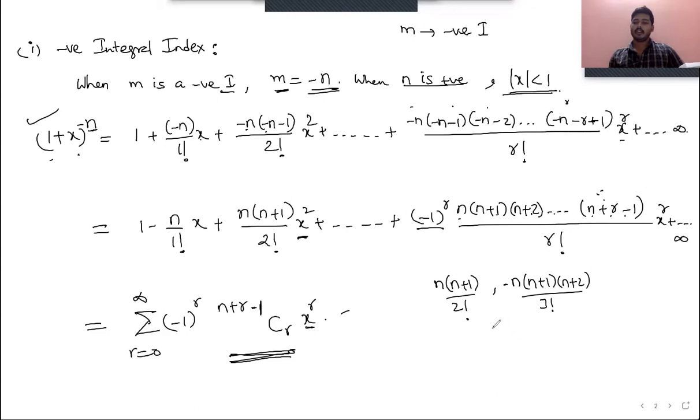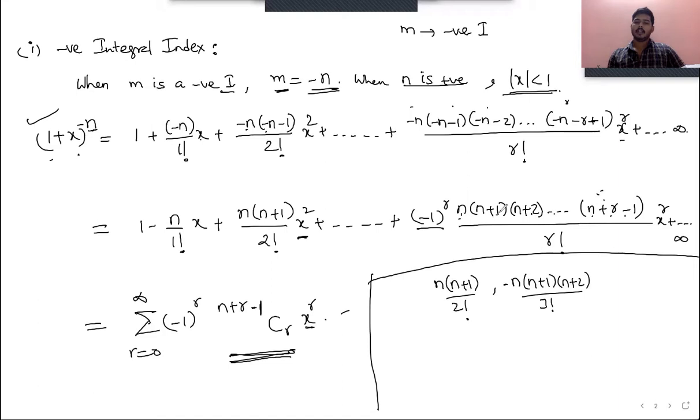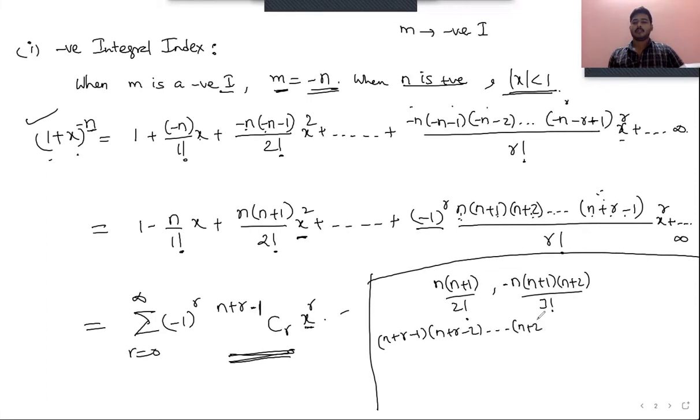So if we consider the rth term, observe the rth term first. The biggest number of all of this is n plus r minus 1, and the smallest number is n, because n into n plus 1 into n plus 2 keeps on increasing up to n plus r minus 1, right? So if you write it another way, it will be n plus r minus 1 into n plus r minus 2 and so on, n plus 2 into n plus 1 into n, divided by r factorial.